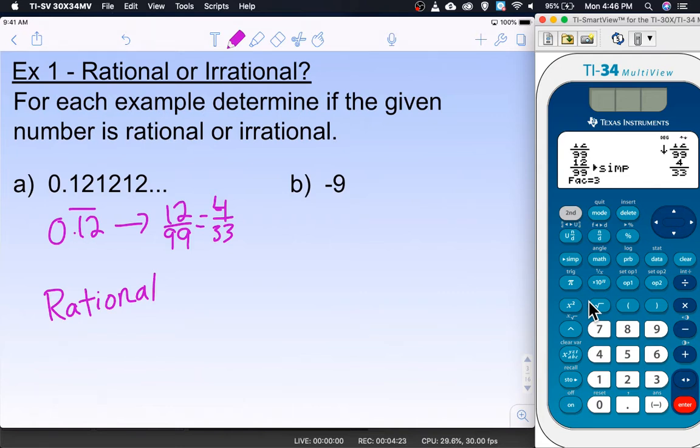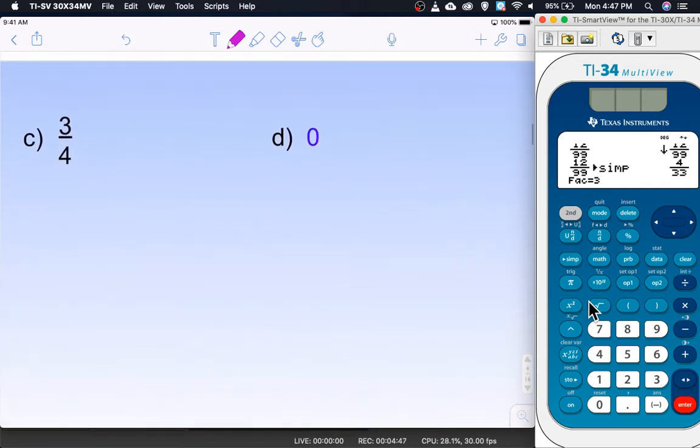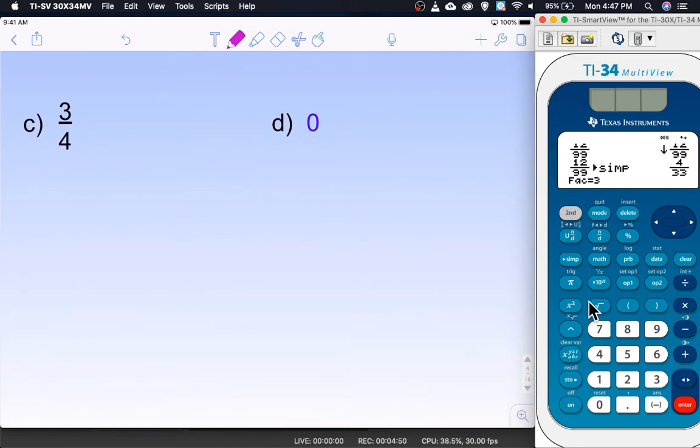Letter B. Is that a rational number? Well, yes, I can write that as a fraction. That's just -9/1. That's what it means to be a rational number. Can you write it as a fraction? Yes. And we also saw in the definition that integers, which -9 is, are rational numbers. All right, another one, 3/4. Is that a rational number? Can you write that as a fraction? Yes, it's already a fraction. It's already 3/4. So this is rational.